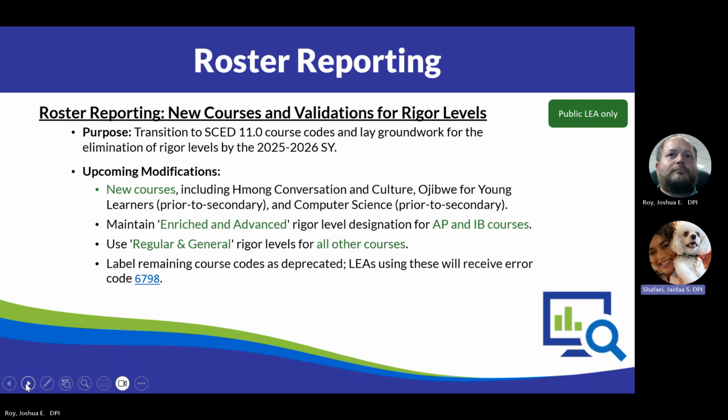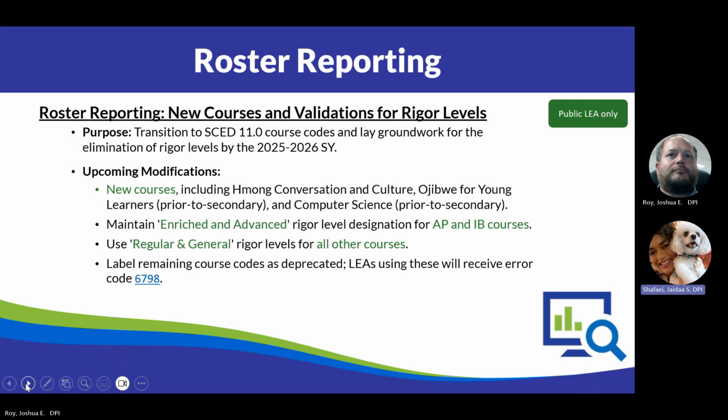So for most of the courses, we are keeping only the roster code that has rigor level general or regular. And for the IB/AP courses, I'm sorry, AP/IB courses, we are keeping the advanced and enriched because that's what most districts are using. This change is not going to happen in the 24-25 school year. We wanted to give districts some time to adjust, to update your course list, your course catalog in your student information system. But we are adding validation messages this year.